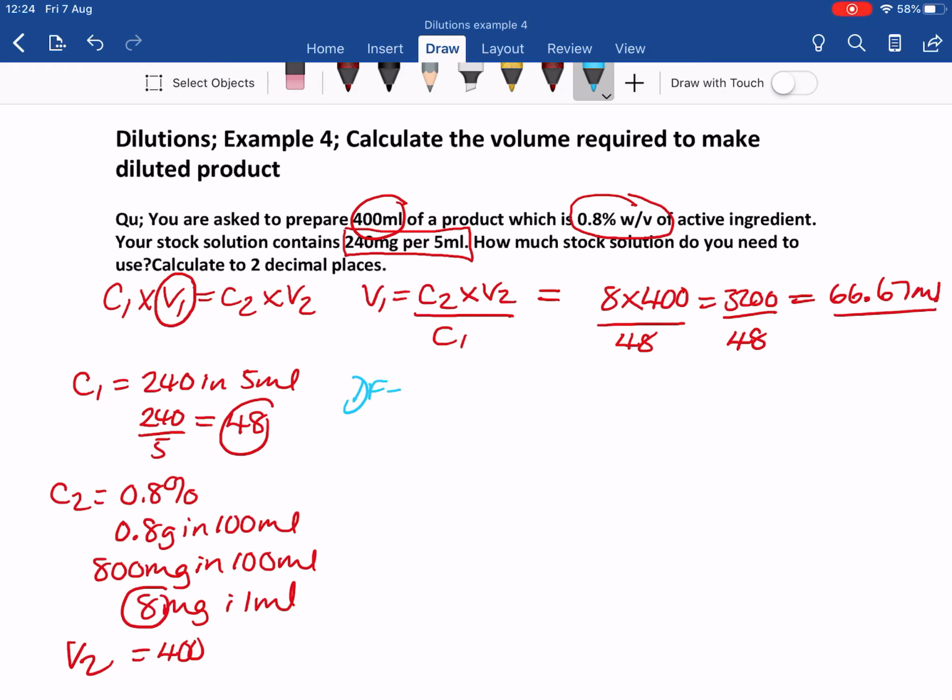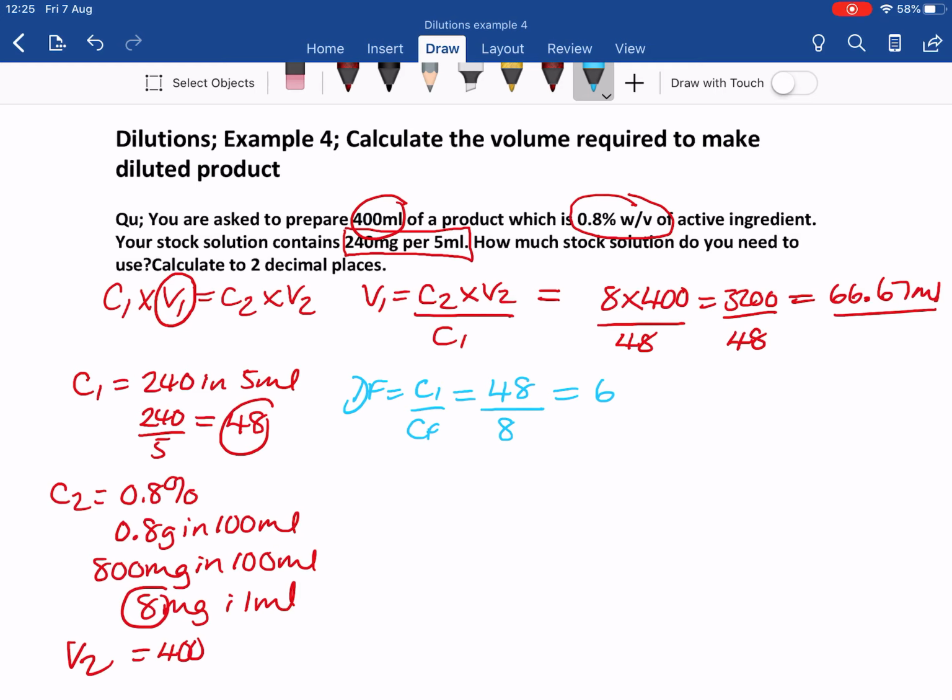Again, dilution factor is the initial strength divided by the final strength. So you'd have to do exactly as we did in the first method. We calculate the initial strength by dividing 240 by 5 equals 48. We calculate the final strength by converting from the percentage strength to the weight strength, which gives us 8. So our dilution factor is 6.